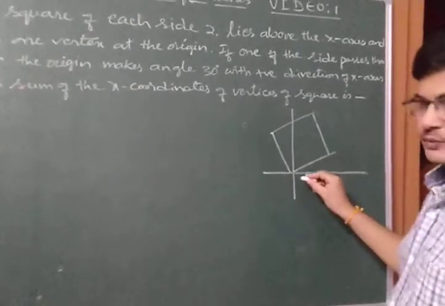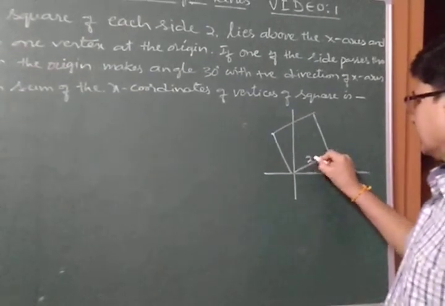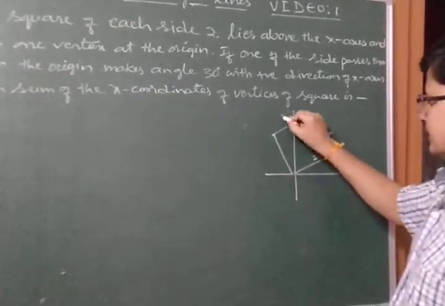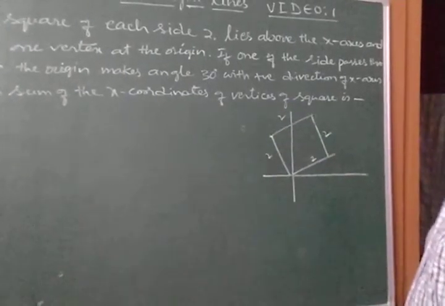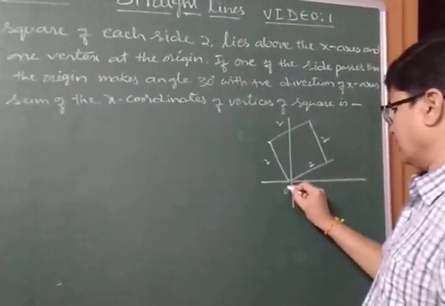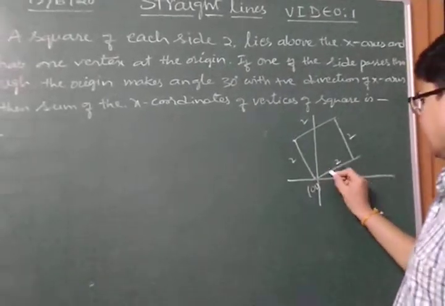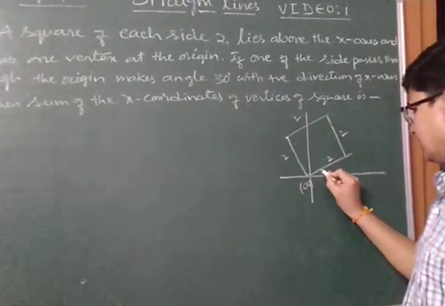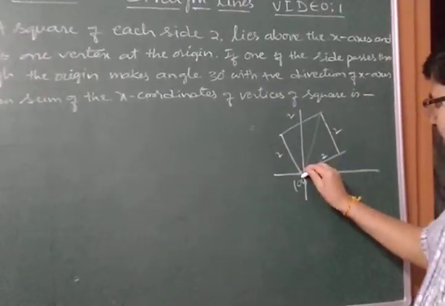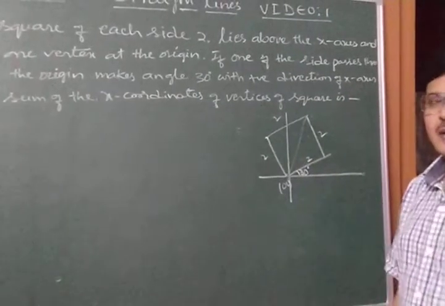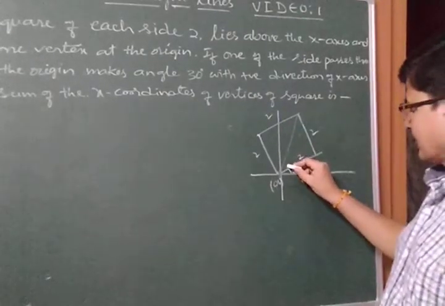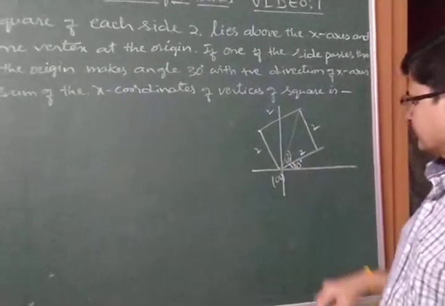Length of each side of the square is 2 units. So this is 2 units, this is 2 units, this is also 2 units, and this is 2 units. One of the vertices is the origin, and the side makes an angle of 30 degrees with the positive direction. So that's why it is a 30 degrees angle. Now we know that this is the diagonal of the square. Now it is 45 degrees.